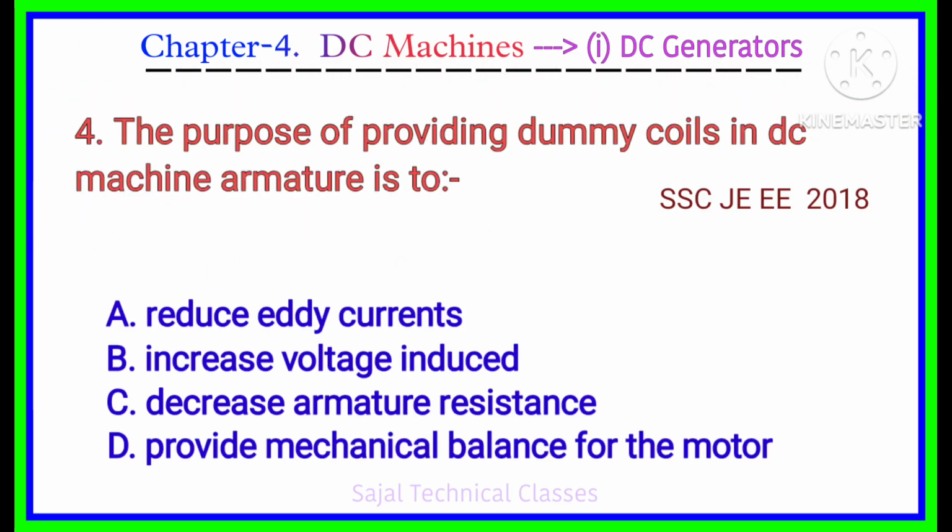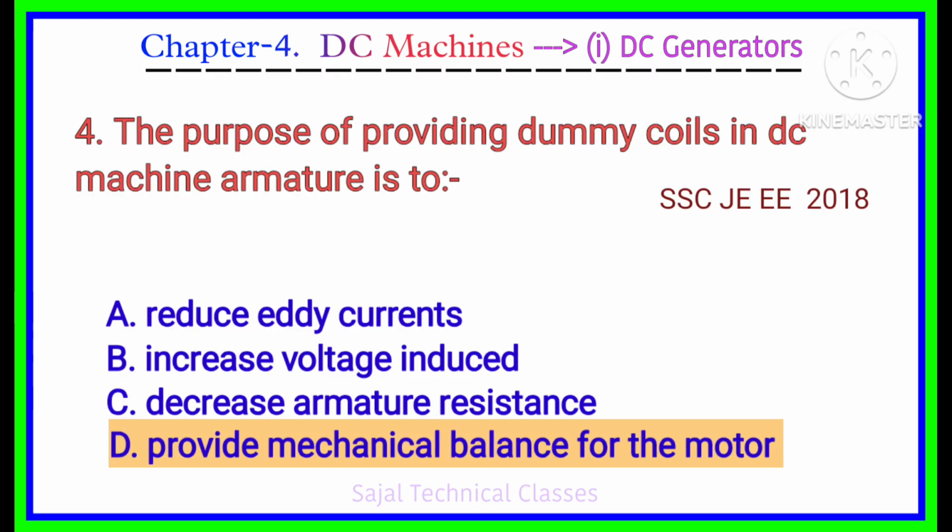Next question: the purpose of providing dummy coils in DC machine's armature is to option A reduce eddy currents, option B increase voltage induced, option C decrease armature resistance, and option D provide mechanical balance for the motor. Right answer option D provide mechanical balance for the motor.